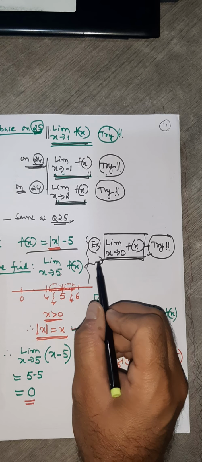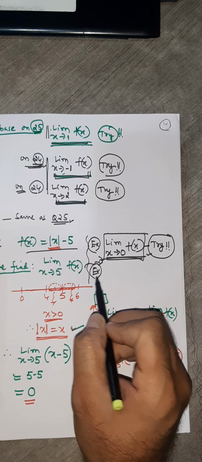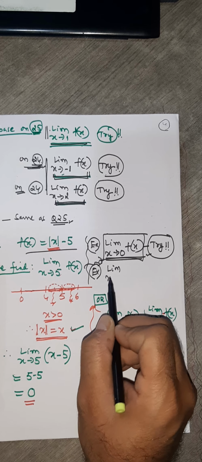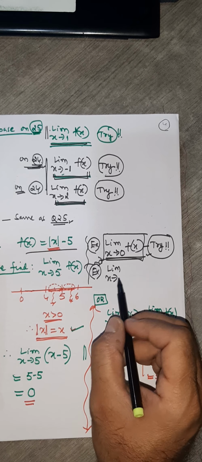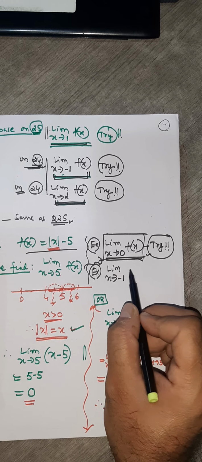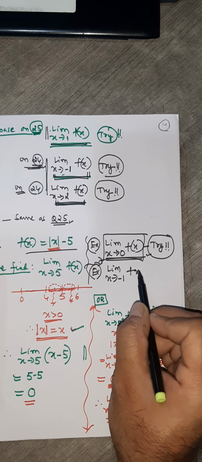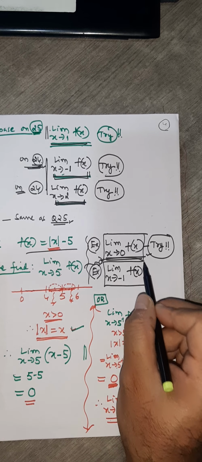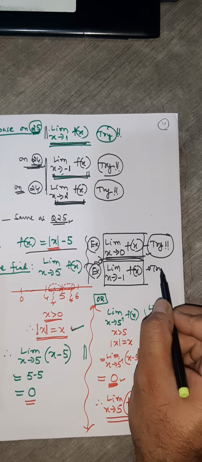Okay. Let me write one more here. One more for you. Limit x tends to minus 1, I write, and f(x). Try this. One more for you. See what you are getting.